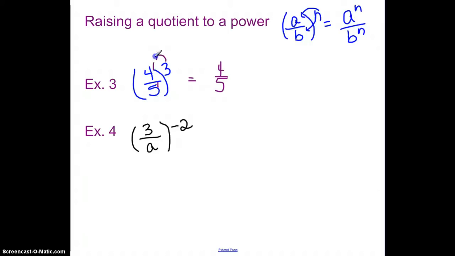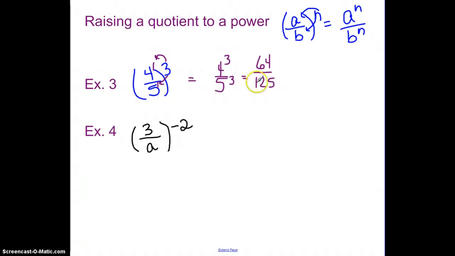And this 3 is going to have to be distributed to both of these exponents. So 3 times 1 is 3. 3 times 1 is 3. So if I go through and do my 4 to the third and my 5 to the third in my calculator, 4 to the third is going to be 64. 5 to the third is going to be 125.